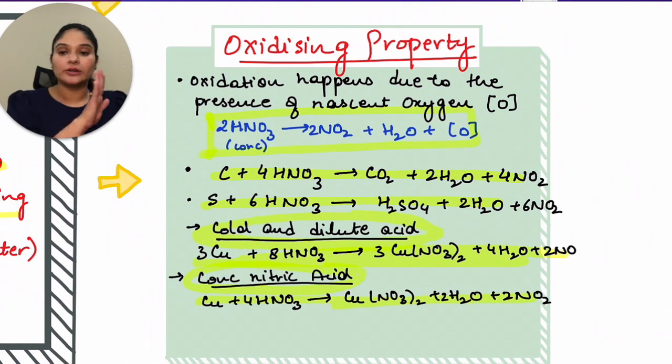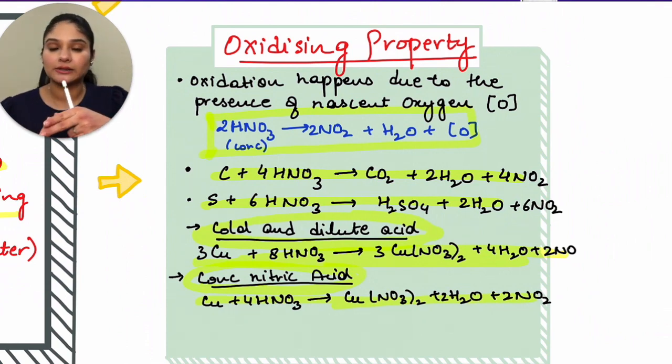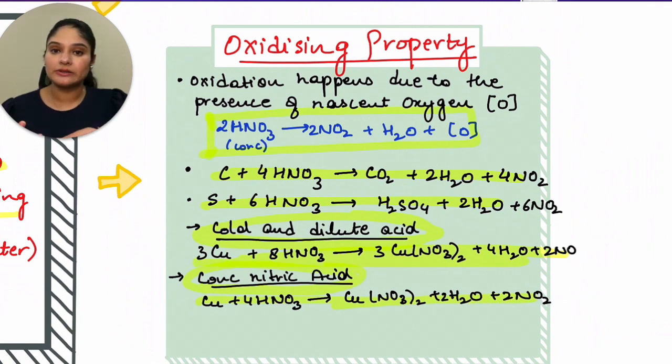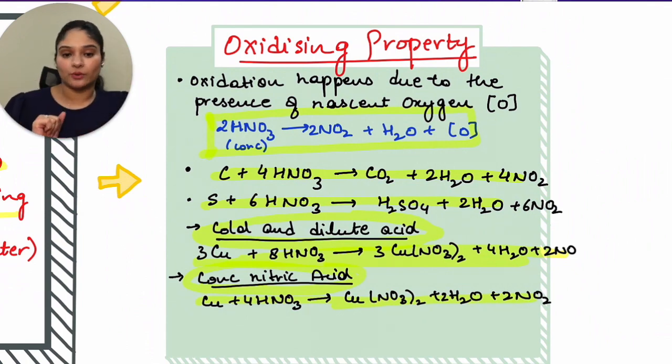So focus on these things. Remember it this way: carbon reacting with nitric acid will give carbon dioxide, water and NO2. Then when it reacts with sulfur, it will give sulfuric acid, because sulfur is combining with it, so it gives sulfuric acid plus water, and what is left out? NO2 is left out.